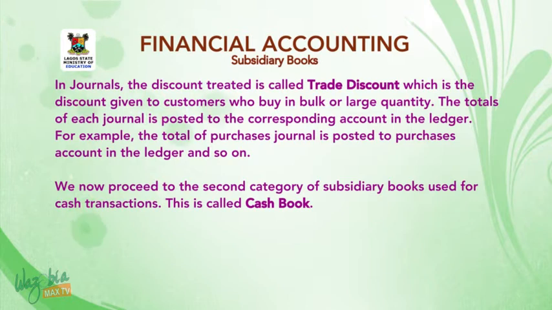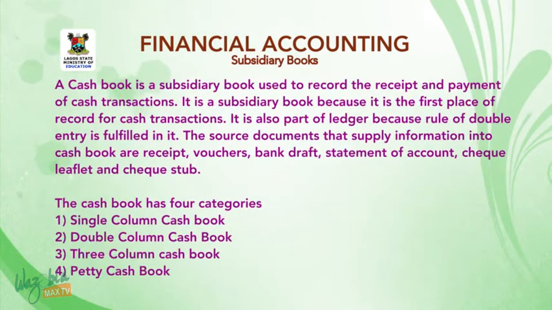We now proceed to the second category of subsidiary books used for cash transactions. This is called the cash book. A cash book is a subsidiary book used to record the receipt and payment of cash transactions. It is a subsidiary book because it is the first place of record for cash transactions. It is also part of the ledger because the rules of double entry are fulfilled in it.